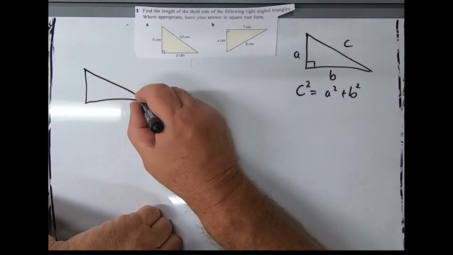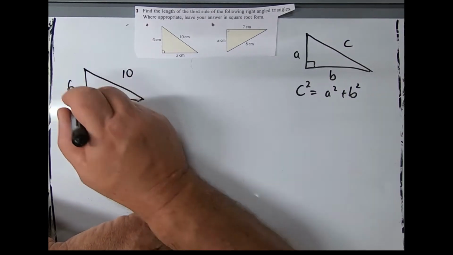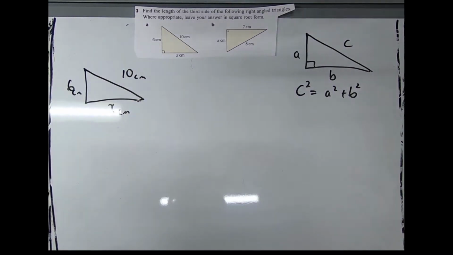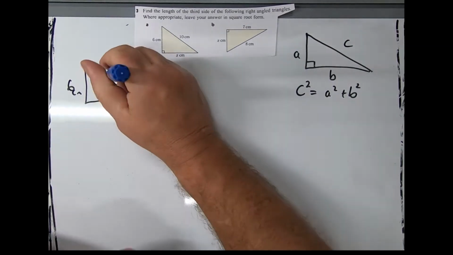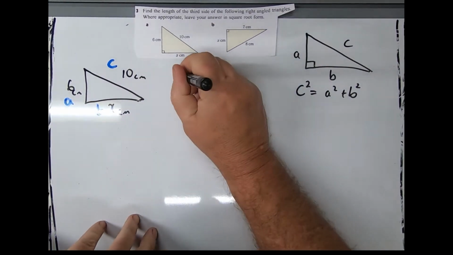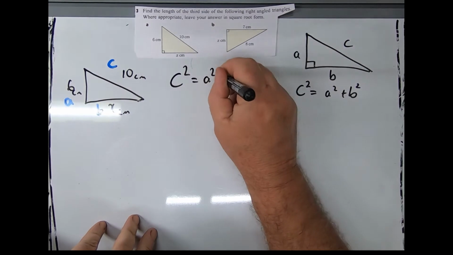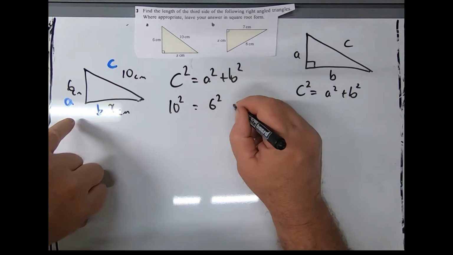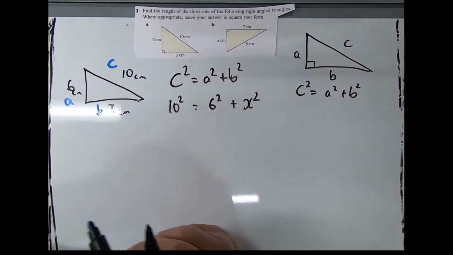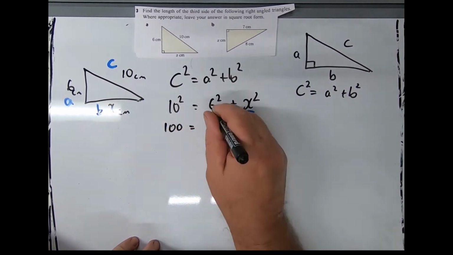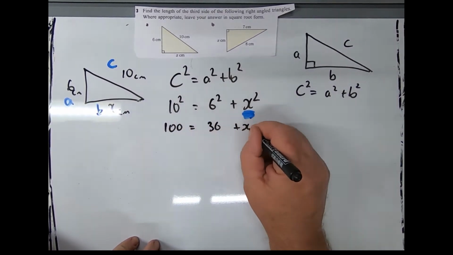We draw the triangle, put the 10, the 6, the x, they're all in centimetres. Now this question actually has the x as a shorter side, C, A, B. However, I am going to keep using the same rule. So 10 squared equals 6 squared plus x squared. I hope everyone understands this is the one I want. So I've got my 100, 6 squared of course is 36, plus x squared.